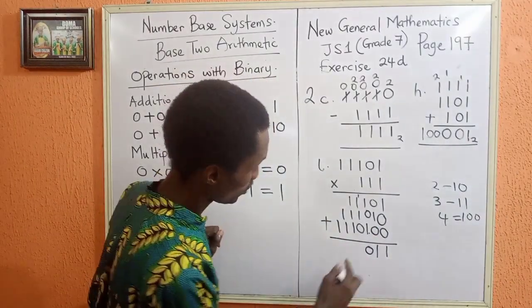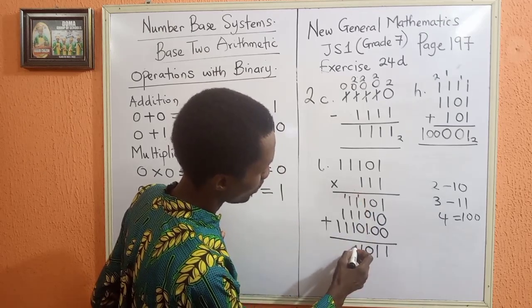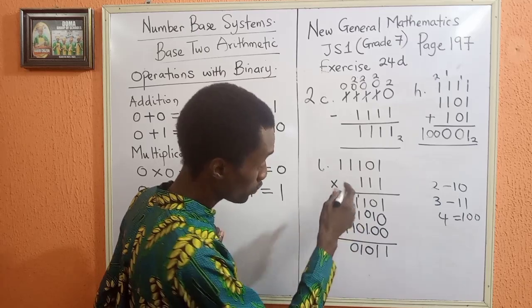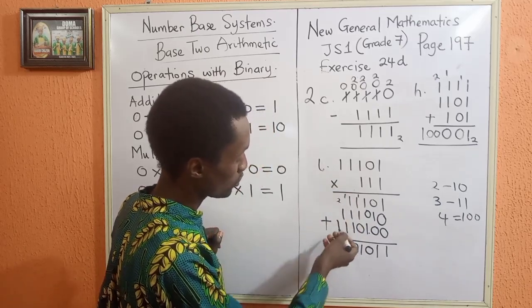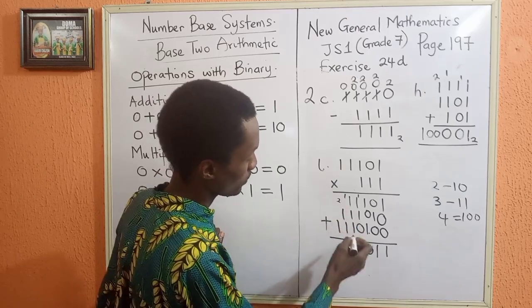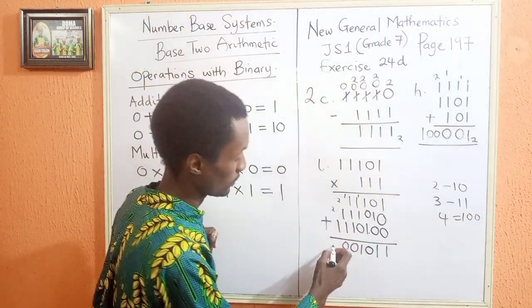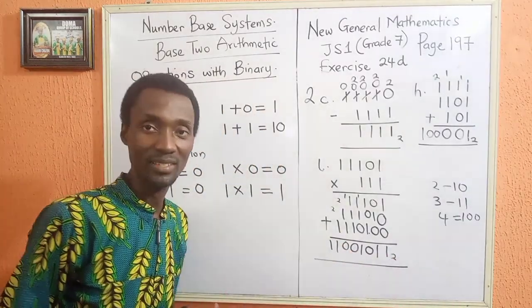So this will be what? 1. I have a carry of 1 here. It becomes 4. So I'll put what? 0. Carry of 2. So I'll put 2 so I don't forget. That will be 4. Put another 0. Carry of what? 2 again. So that 2, I'll add it to this one. It becomes what? 1, 1. That will be 1, 1. Base 2. And that will be your final answer.